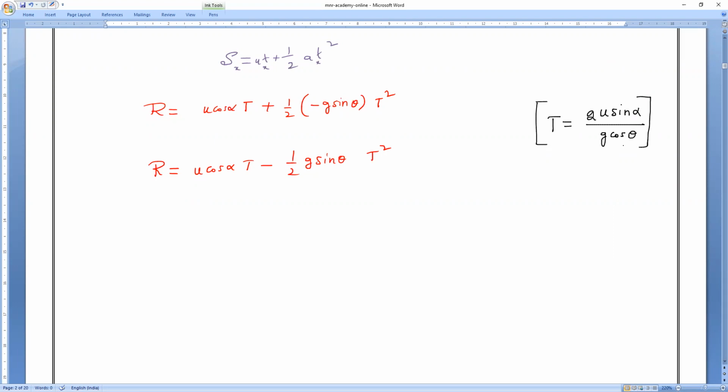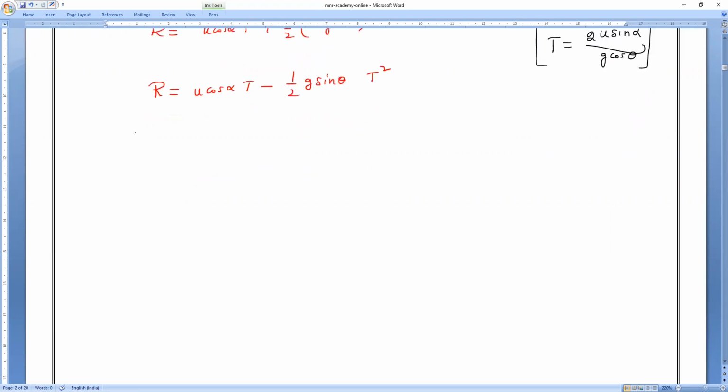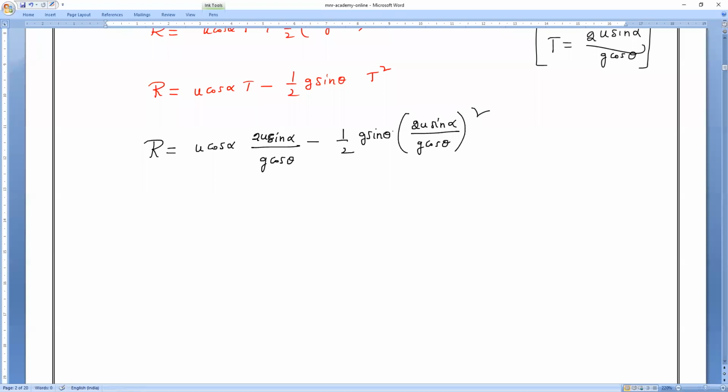Okay. What is the next step? Substitute in that. And you tell me, I'll continue. Yes, Pradosh. So R is equal to u cos alpha t. What can I write? 2u sin alpha divided by g cos theta, minus 1 by 2 g sin theta into t value, 2u sin alpha divided by g cos theta, whole square. Any problem here?